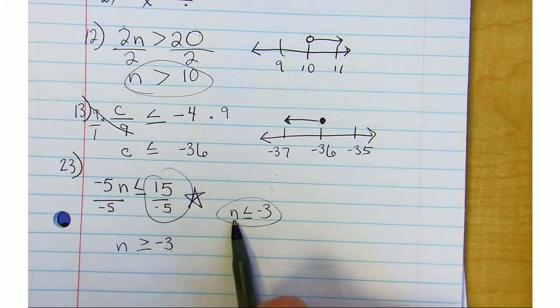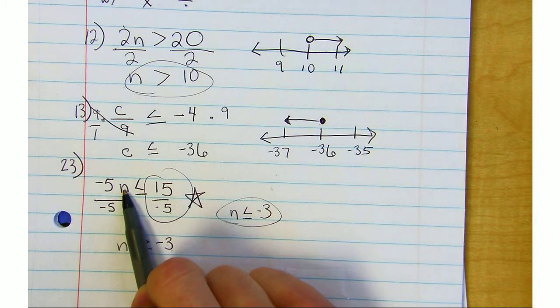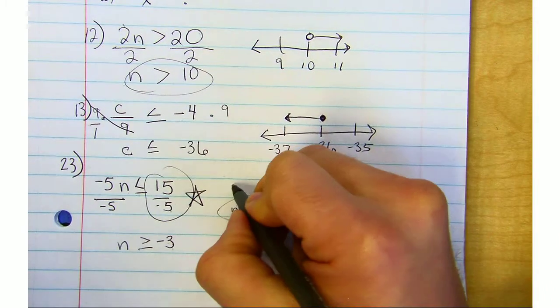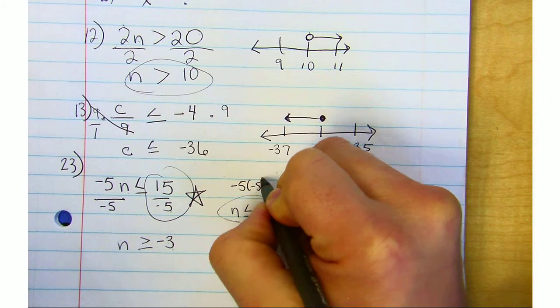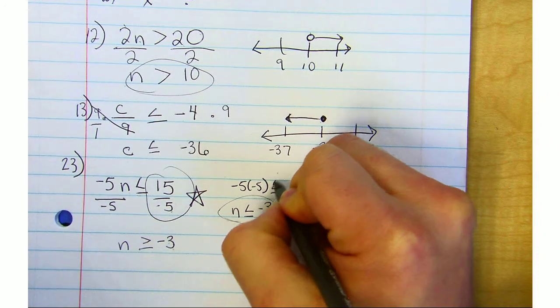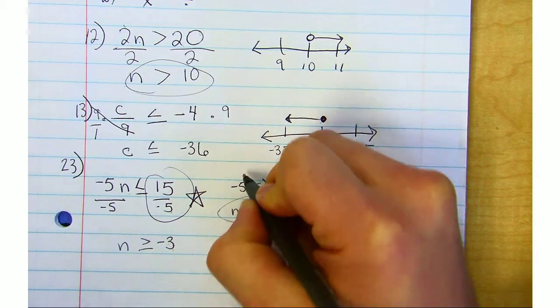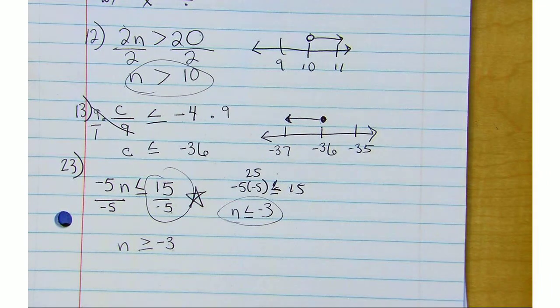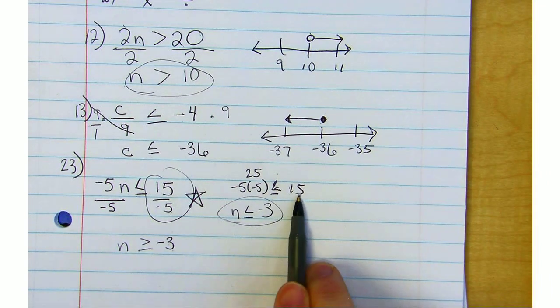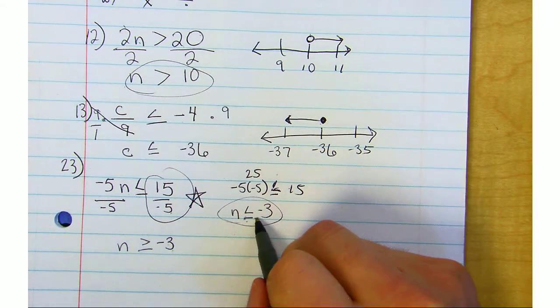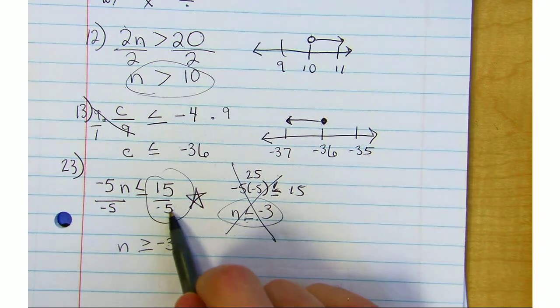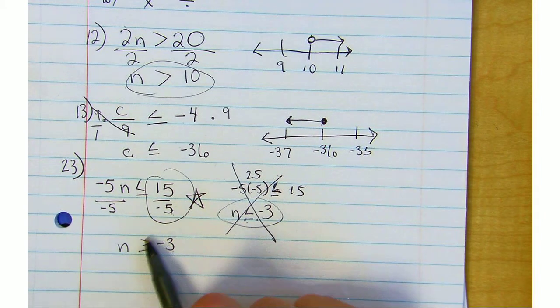So then if I put negative 5 in here, and I said negative 5 times negative 5. Negative 5 times negative 5 is 25. Is 25 less than or equal to 15? No. That's why it doesn't work like this. When you multiply or divide by a negative, it's going to flip the sign.